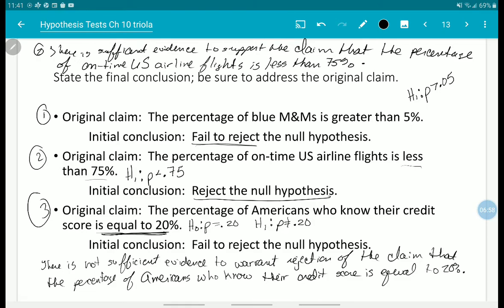So there is not sufficient evidence to warrant rejection of the claim that the percentage of Americans who know their credit score is equal to 20%. So you can see how we're putting that original claim with that piece from that chart.